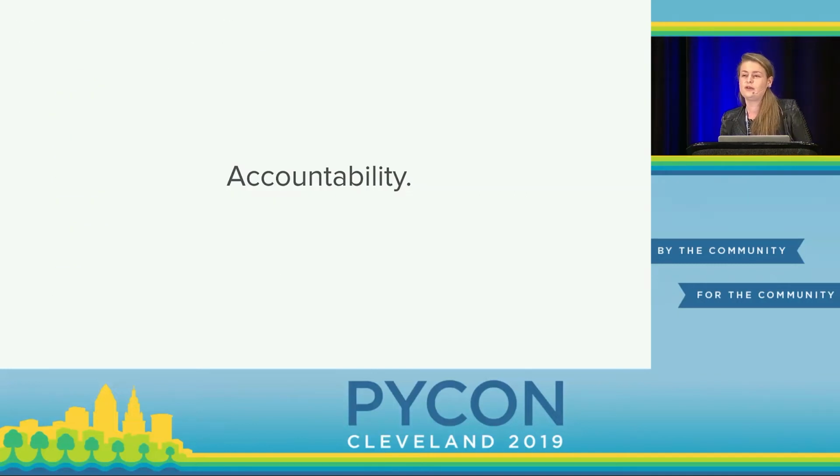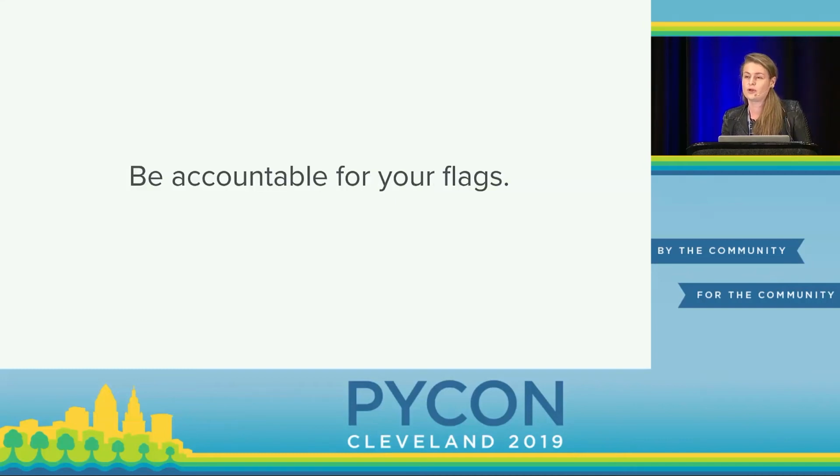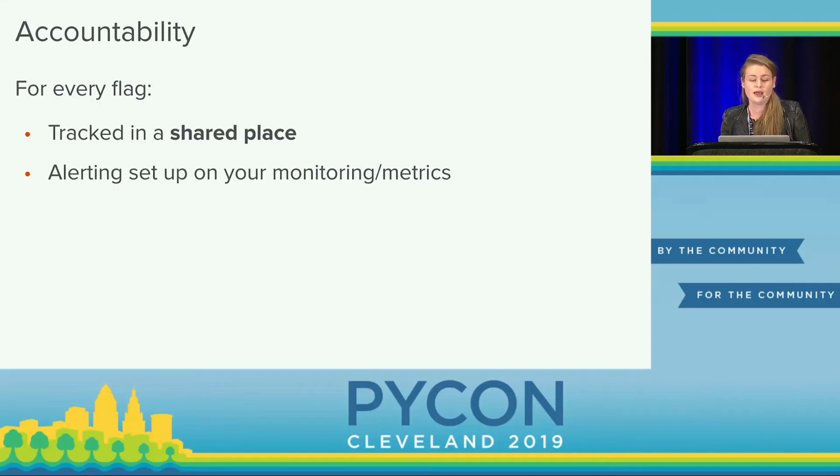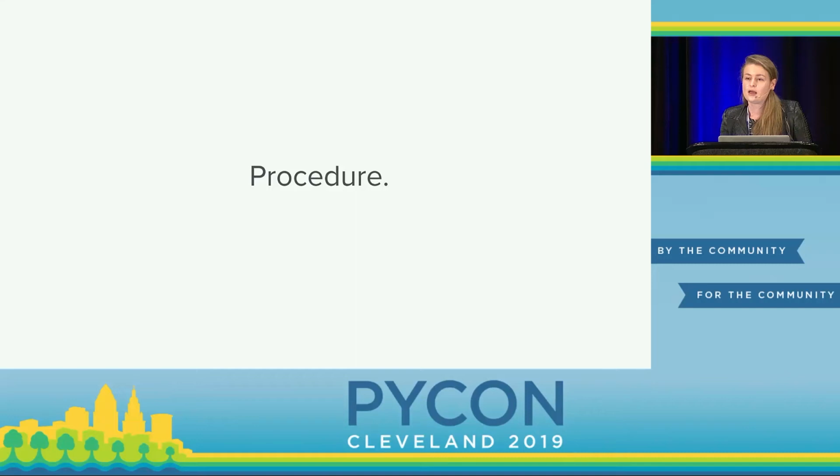Cool. So we talked about visibility. Now we all have a very highly visible feature flagging system. Now we want to be accountable for that system. So we want to be accountable for our feature flags. For every single flag, you should make sure that it's tracked in a shared place, that everybody who's a stakeholder in these flags has access to the information, and that you have alerting set up on the monitoring metrics you set up for visibility.